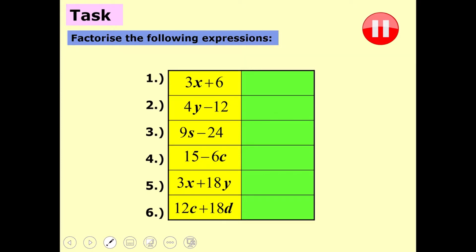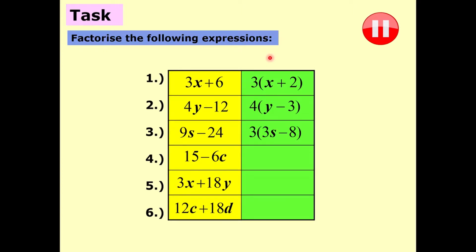Okay, let's go over the answers. So first one, 3x plus 6, you should have 3 bracket x plus 2. So our common factor is 3 here. Next one, 4y subtract 12, you should have 4 bracket y subtract 3. And question 3, you should have 3 bracket 3s subtract 8.